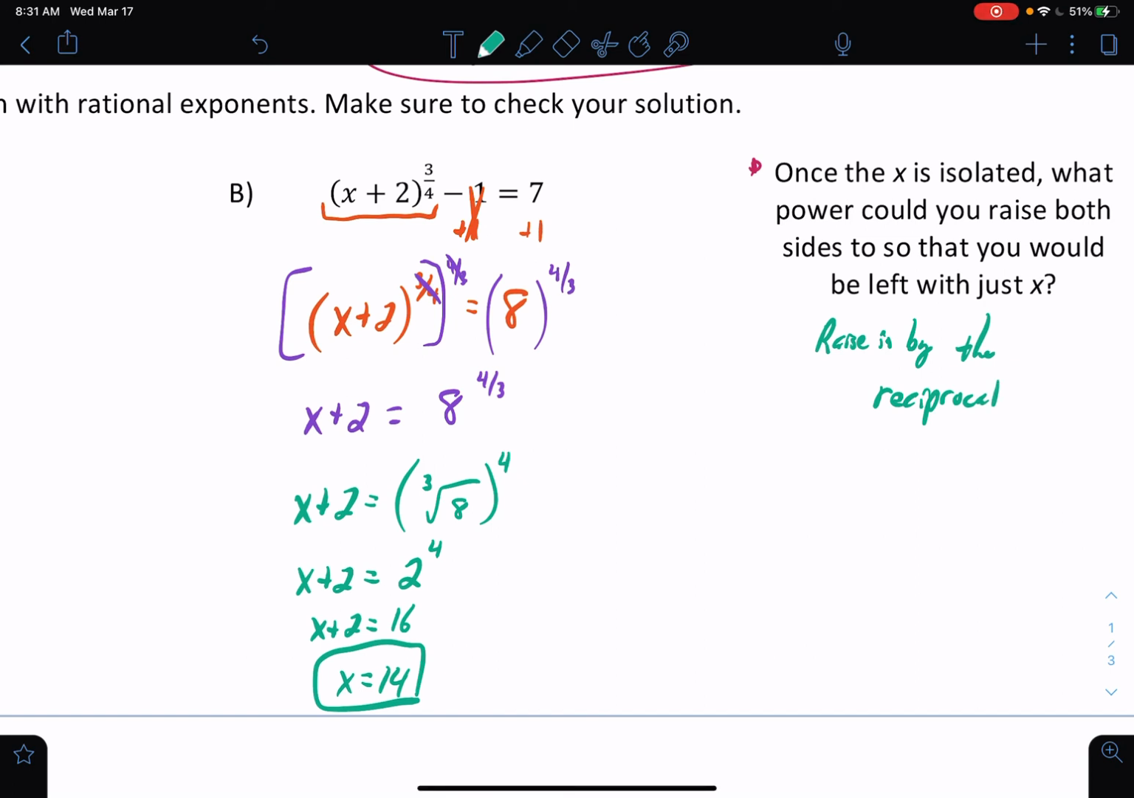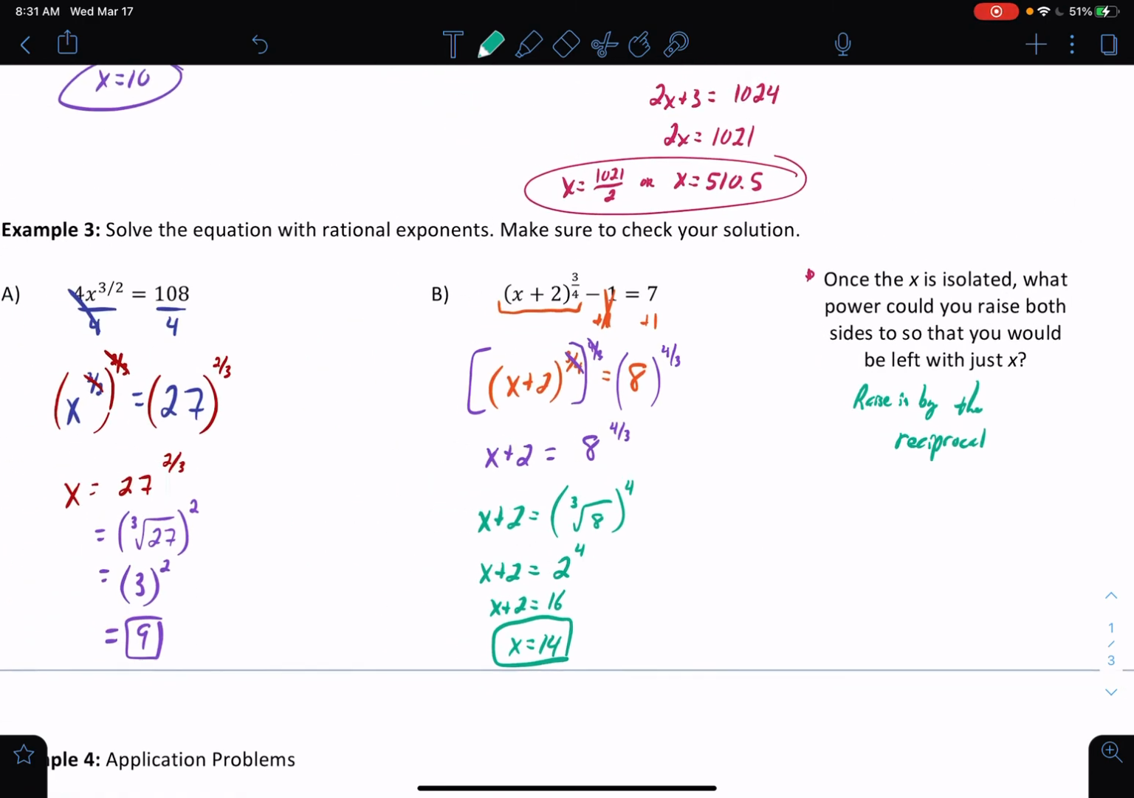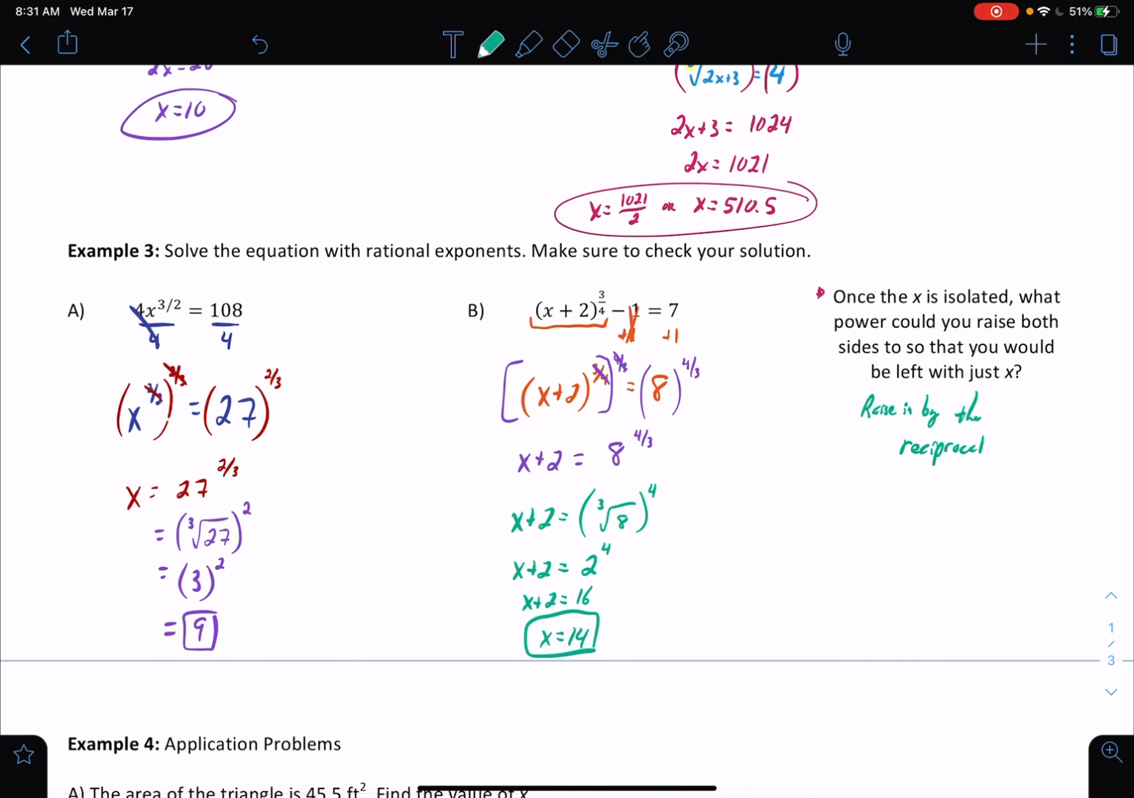Okay, what power could you raise both sides to, so that you're left with just x? You raise it by the reciprocal. All right, so that's a lot of solving, a lot of different problems, but the key concept is the same.